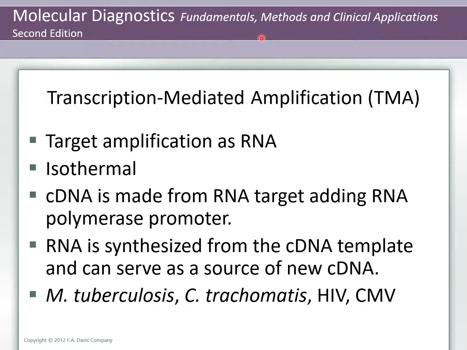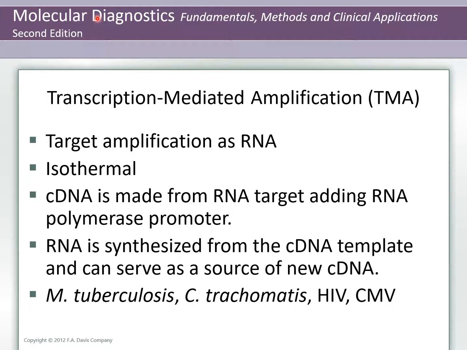Several commercial variations of this process are available, and they may be called TMA or NASBA, nucleic acid sequence-based amplification, or 3SR, self-sustaining sequence replication. The names of the method vary depending on the manufacturer of the assay. Transcription-mediated amplification has some advantages over PCR and other amplification procedures. It's an isothermal process, negating the requirement for thermal cycling to drive reactions.